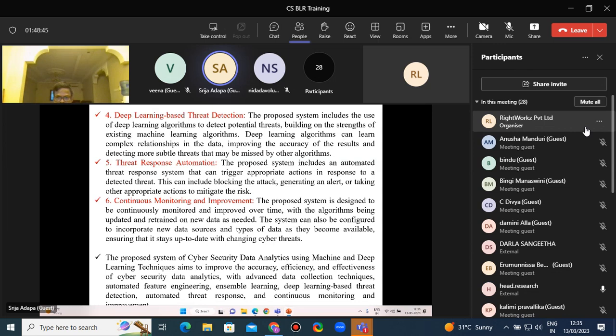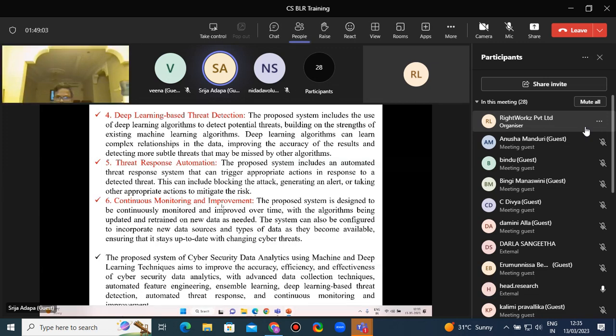Next one is threat response automation. The proposed system includes an automated threat response system that can trigger appropriate actions in response to a detected threat. This can include blocking the attack, generating an alert, or taking other appropriate actions to mitigate the risk.